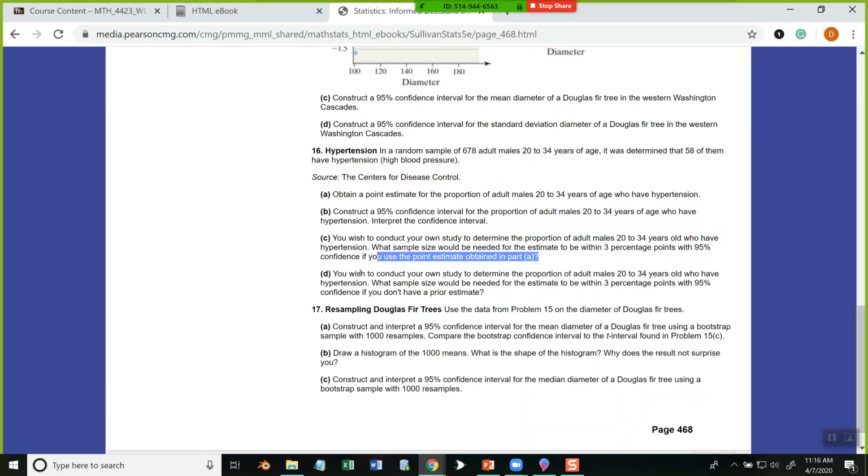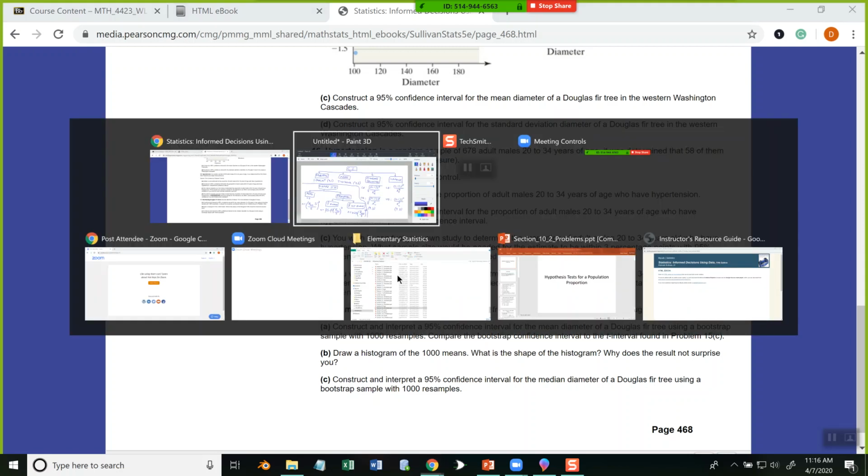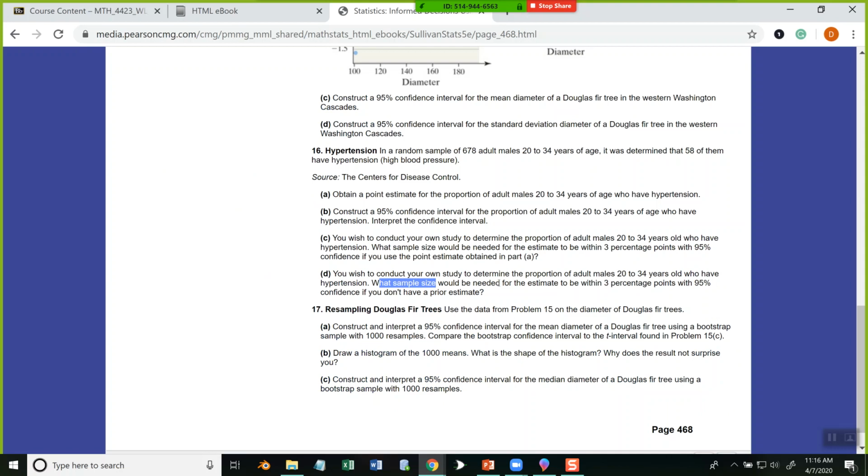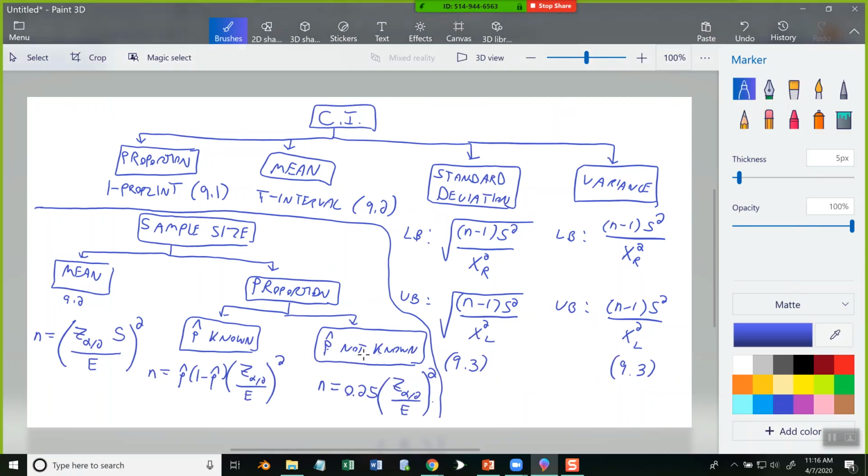Now D, you wish to conduct your own study to determine the proportion, again we're talking about proportion, of adult males 20 to 34 years old who have hypertension. What sample size? So we're at sample size. Specifically, we're at sample size proportion. What would be needed for the estimate to be within 3 percentage points with 95% confidence if you don't have a prior estimate? That means that p hat's not known. So p hat's not known would be this formula on the right side, 0.25 times z alpha divided by 2 over E, squared.